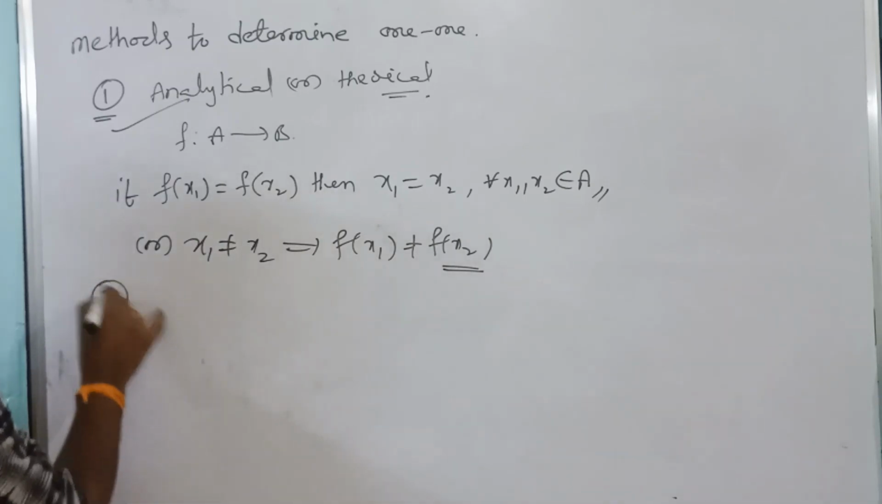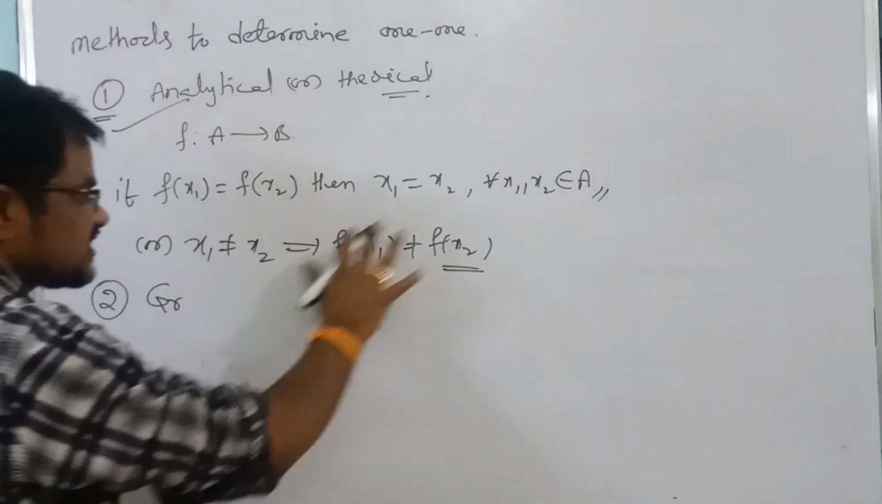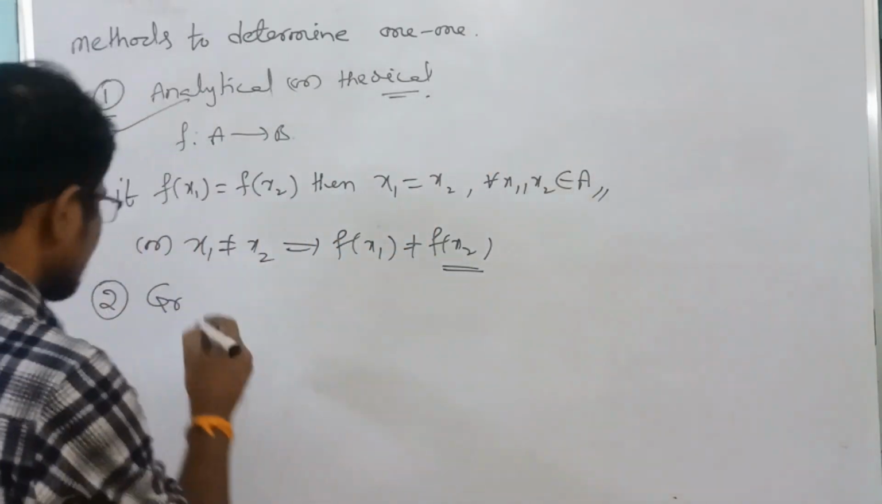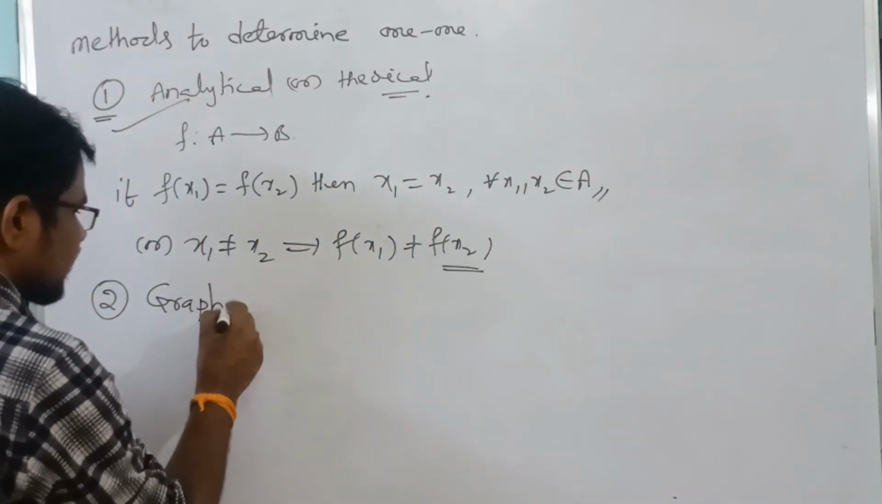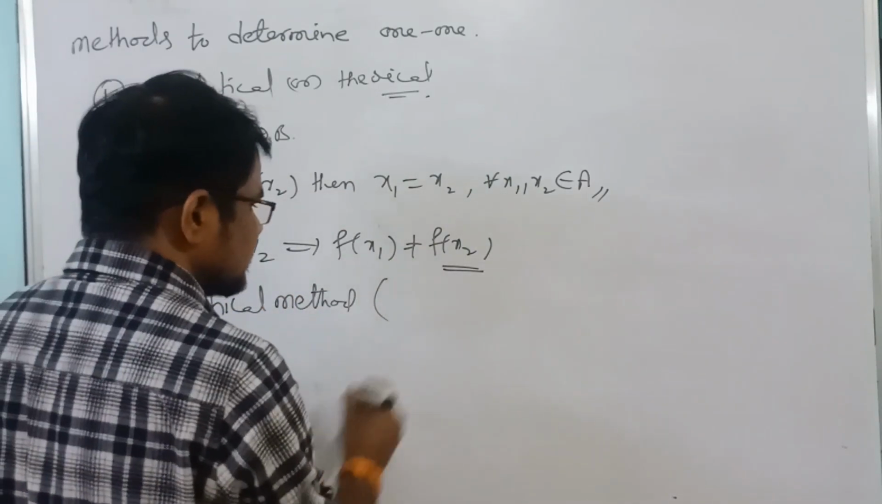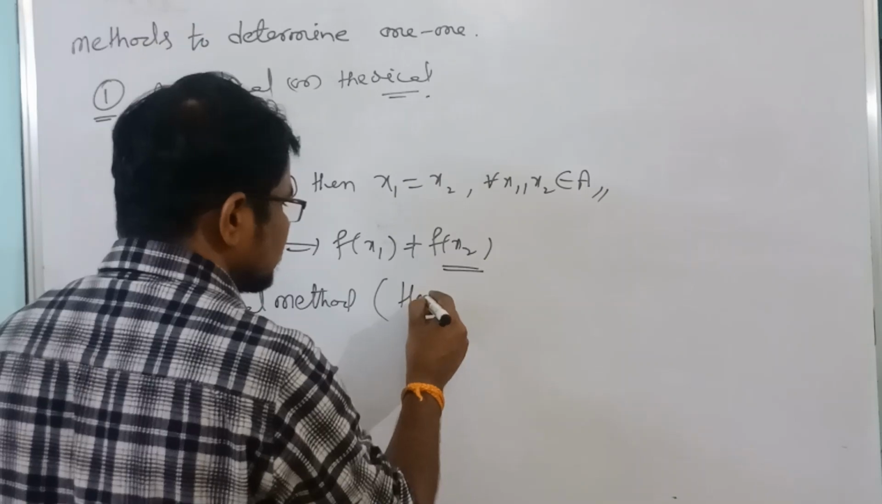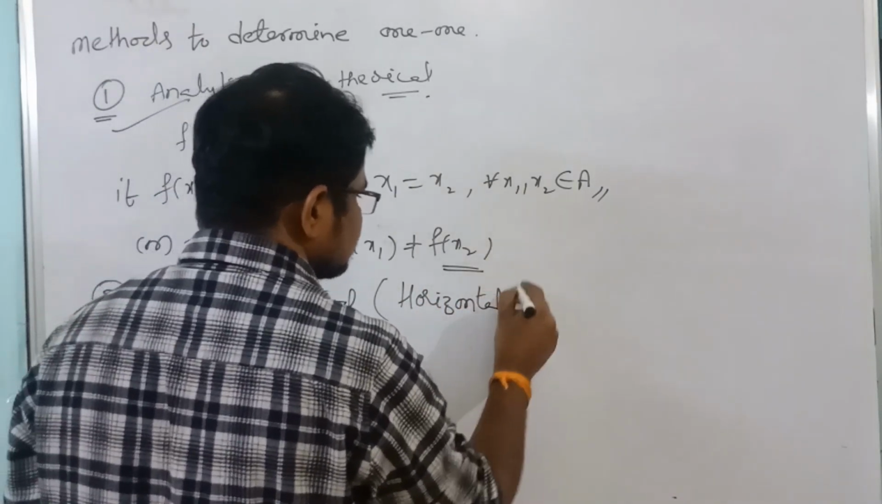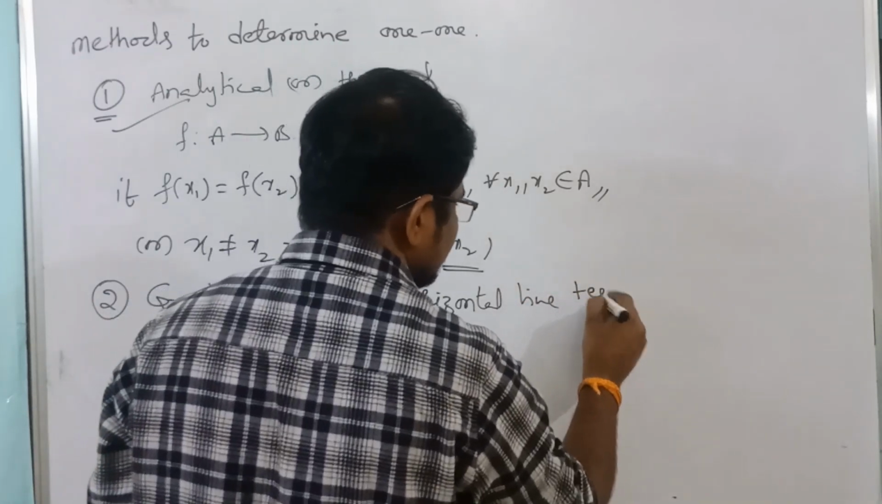And the second one is the graphical method. Based on this we will do the examples also. First, I will introduce all the methods. The graphical method is also called the horizontal line test method.